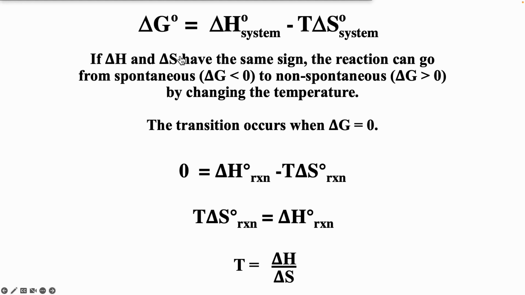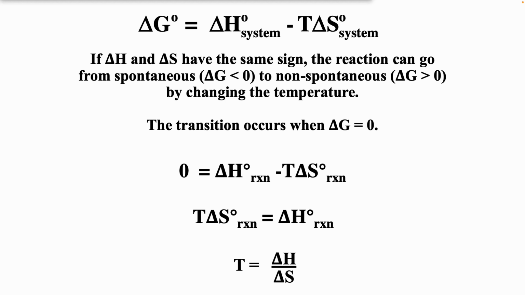And so if we assume that delta H and delta S have the same sign, then there will be a transition temperature. Now the transition occurs when delta G equals 0. Remember, delta G equals 0 corresponds to a reversible reaction. It means delta S universe is 0. And so if we set delta G equal to 0, and then if we add T delta S to both sides, we get this. Now if we divide both sides by delta S, we get the transition temperature, the temperature at which the reaction goes from being spontaneous to non-spontaneous.